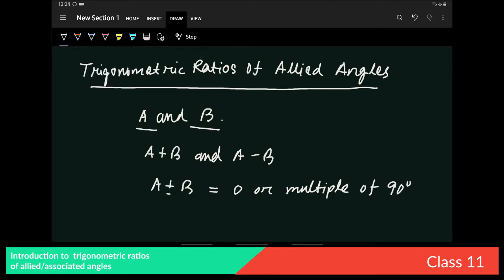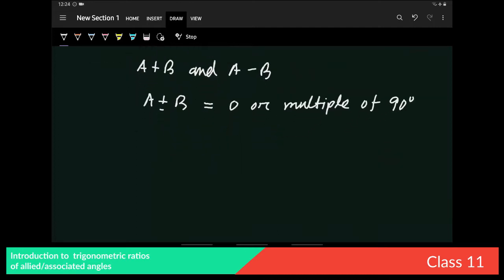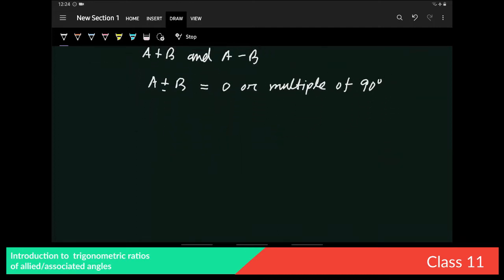Okay, so let's take some examples based on this. So if I write 30 degrees and 60 degrees, these two angles are allied angles. Why? Because the sum of these two angles will give me 90 degrees. Okay, so their addition is 90 degrees. So these two angles are allied angles.